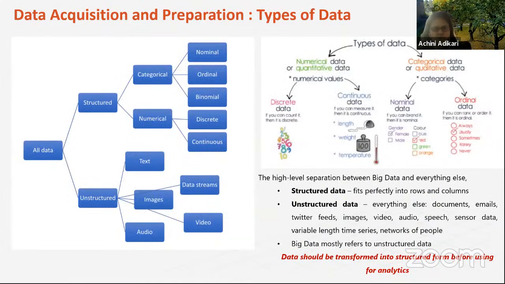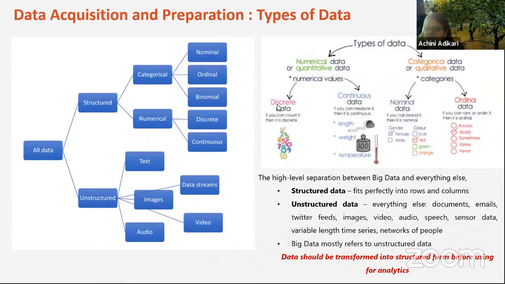So, types of data. I broadly mentioned that there are different types of data. If you take this chart here, you can see all data at a higher level. It can be structured or unstructured. Structured data are mostly categorical and numerical, and essentially you can represent them in a tabular form, in a table. Categorical data has nominal, ordinal, binomial types. Numeric data has discrete and continuous. Here there are some examples of different data types.